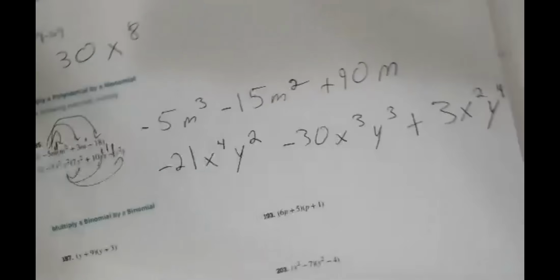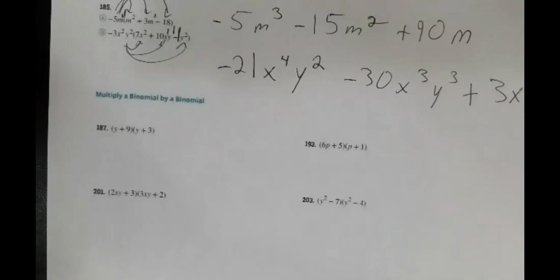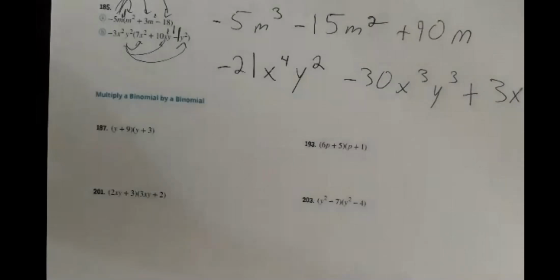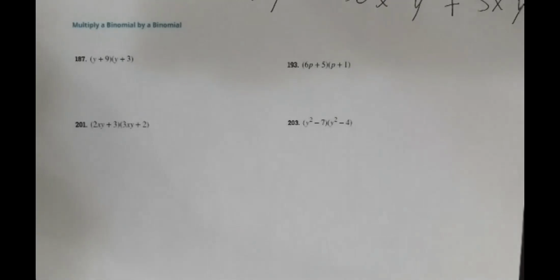Do we have a few more? Multiplying binomials by binomials. And then we have a few multiplying polynomials by polynomials. So 193, 201, 203. I'll give y'all just a few minutes to get those things down.